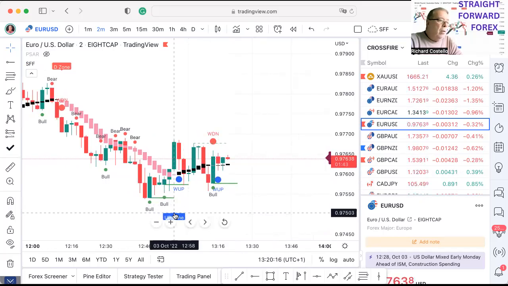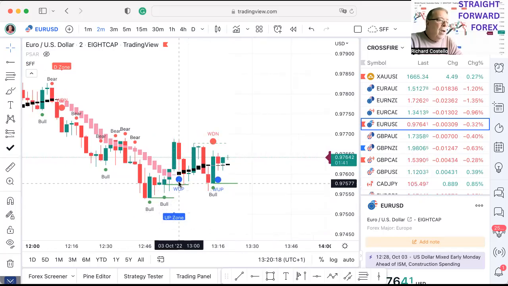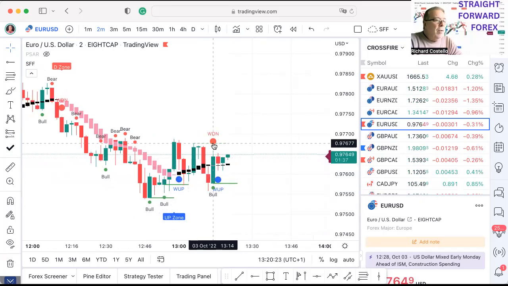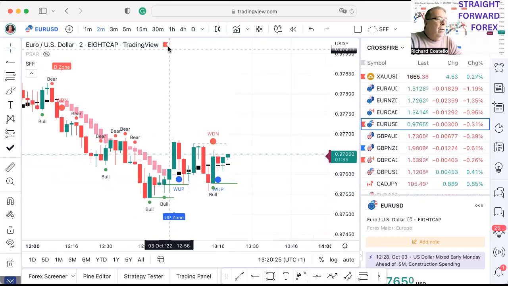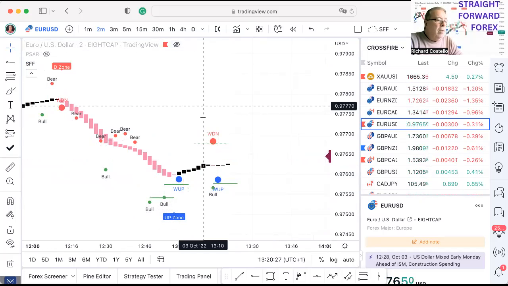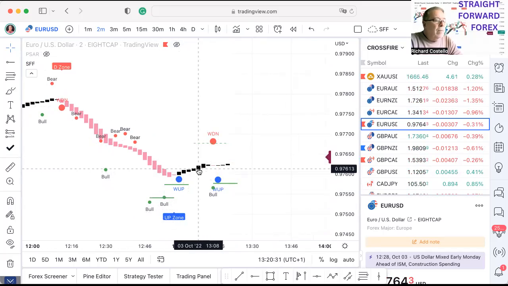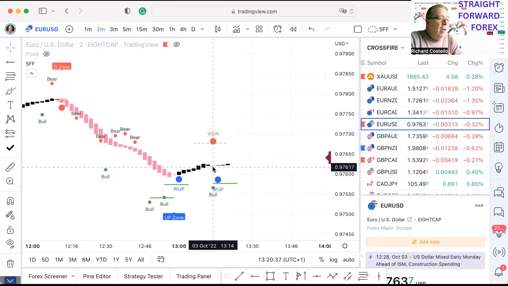So let's recap that. We've got an up zone signal there. We've got a wave up signal there. We had a wave down signal at this point. I'm just going to move those candles. You can see what happened. These black wave candles got bigger and then suddenly got smaller. And at that point there was a wave down. And now we've come back into a wave up.